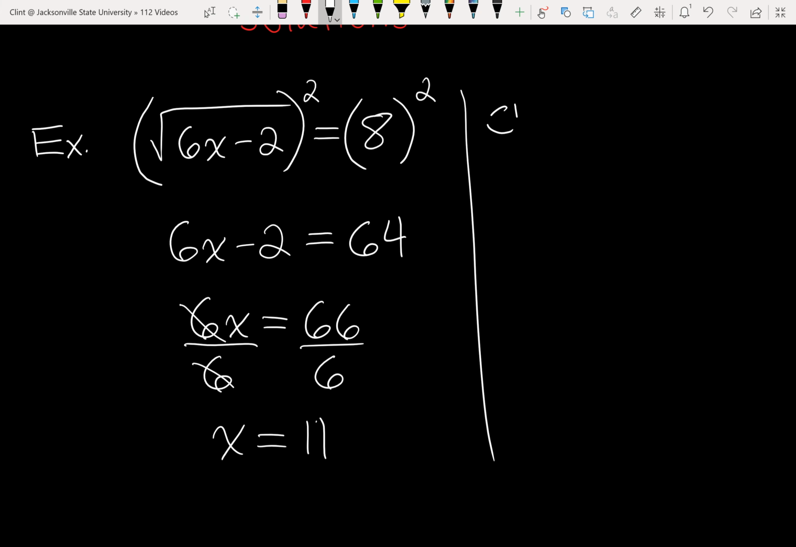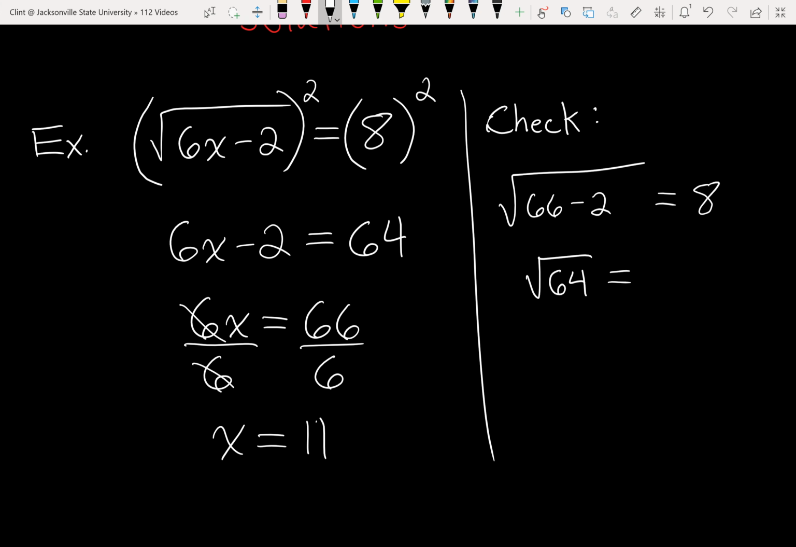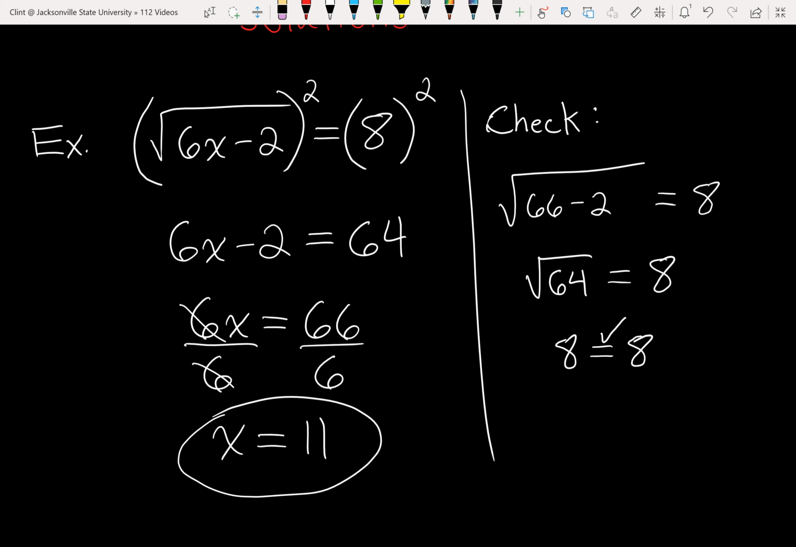But we need to check our solution and make sure it works. This says 6 times 11 is 66, minus 2, and that should equal 8. So if we check it, this is the square root of 64. Yep, and the square root of 64 is 8, so this one does work out. x equals 11 is a solution here. But you have to check, because sometimes you'll get things that don't work when you check it.